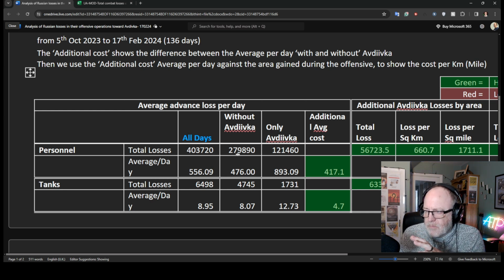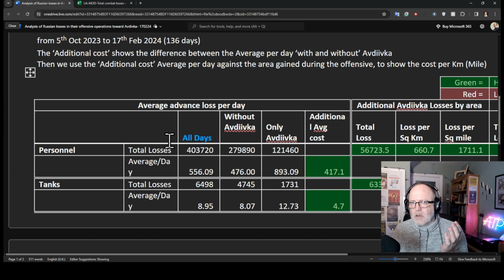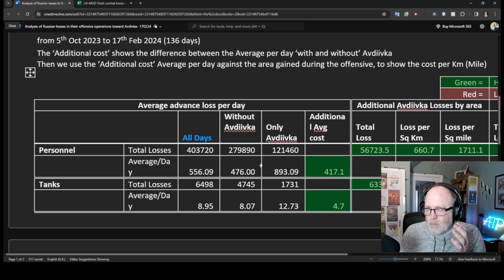You get the idea. Now he's then taken the days where Avdiivka happened. So that's October the 5th. You could argue it's earlier than that, but whatever, it's there or thereabouts. So October the 5th is where Del has said, right, Avdiivka has definitely started. So all the days, then you have the days without Avdiivka, so that's up until October the 5th, and then only Avdiivka is October the 5th until now.